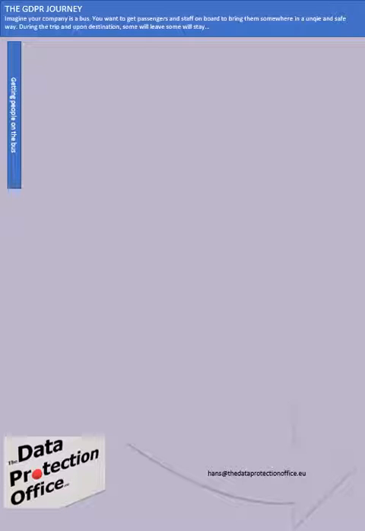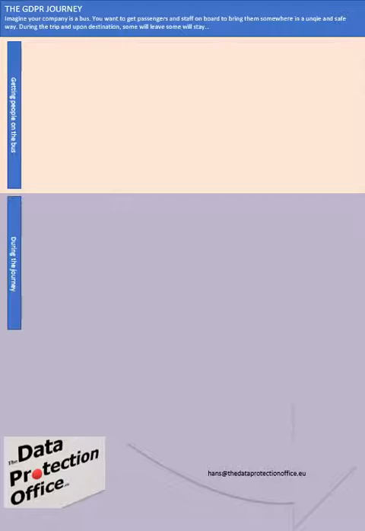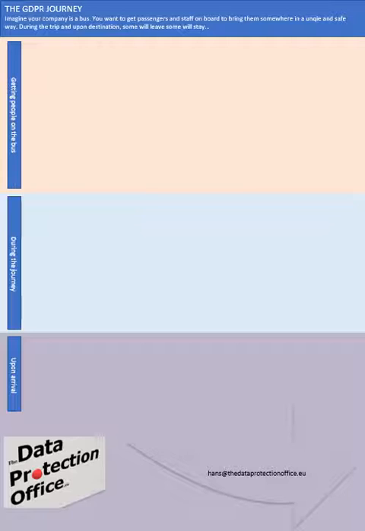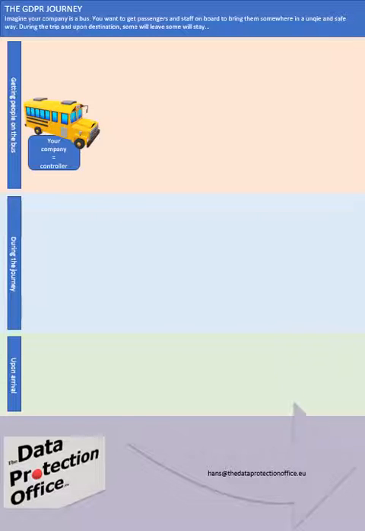First of all, we want to get as many people on the bus as possible. We want to bring them safely during our journey towards where we want them to be. And upon arrival, probably some people will leave the bus and others will stay on the bus. So let's focus on stage number 1.